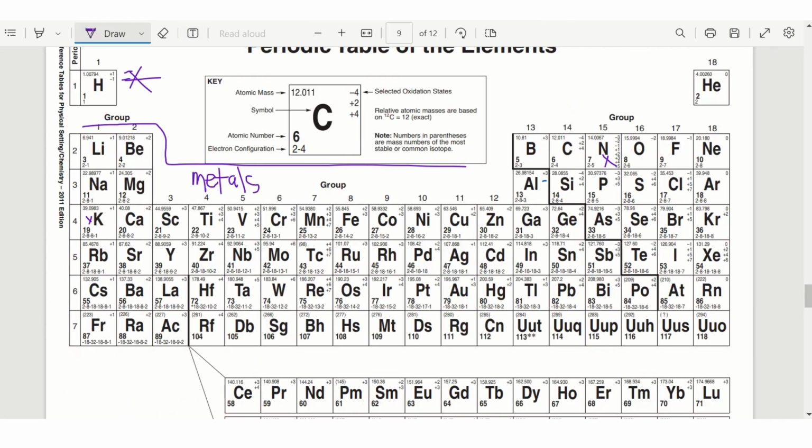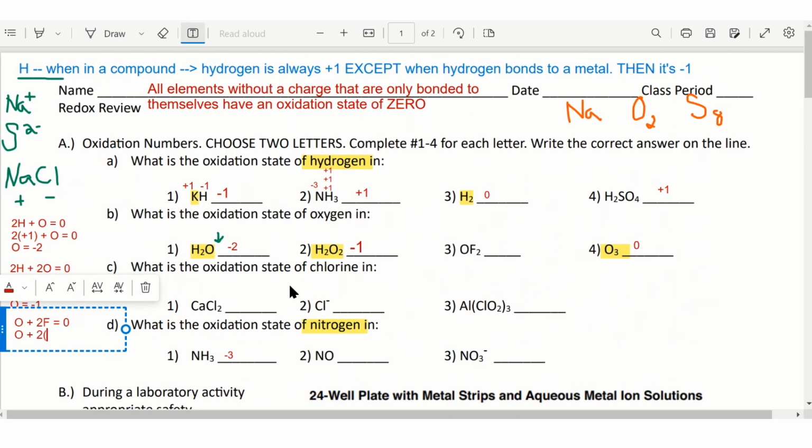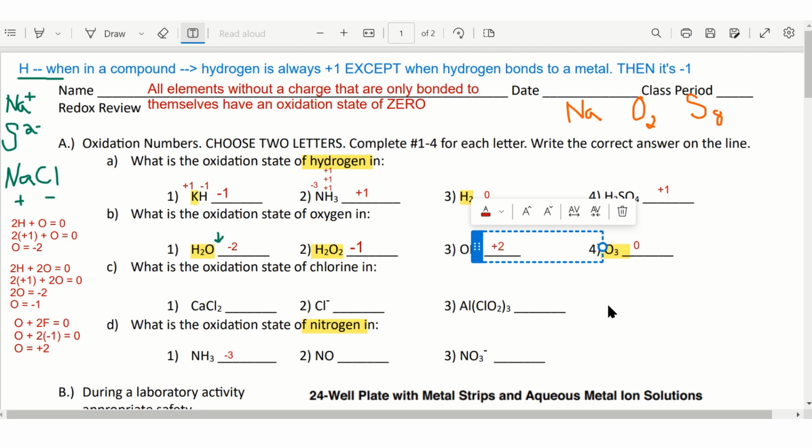So let's go to the reference table. Fluorine right here, -1. So I plug that in, O plus 2 times -1 equals 0, right? So 2 times -1 is -2. So to get rid of it, I add 2 to both sides. Well, look at that. So that's different. Oxygen is +2 in this one.